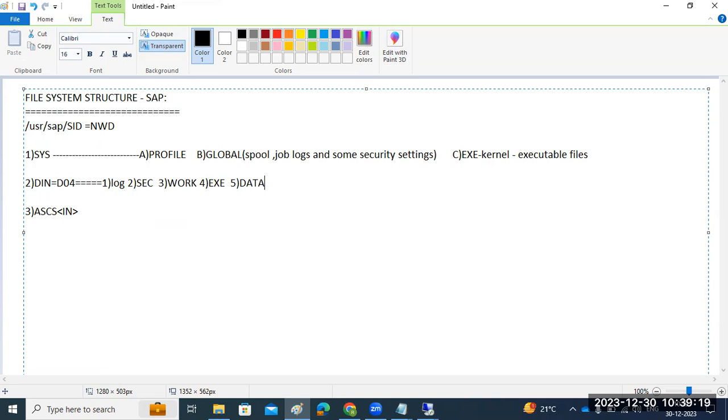The most important directory structures here are the sec directory, where all the certificates are available. This exe and that exe are the same, but this one is the sys exe global executable directory. This exe is the local executable directory, the instance specific exe directory. This is the global, this is the local. Data files and statistics files are available here. The work directory is a very important directory.